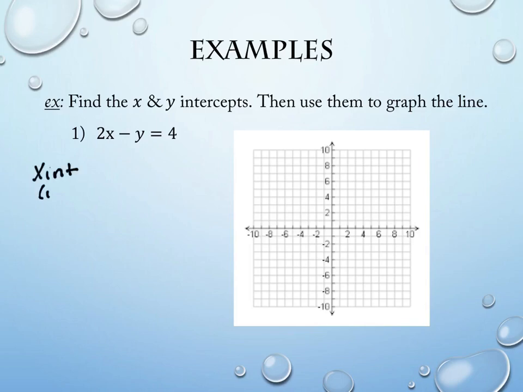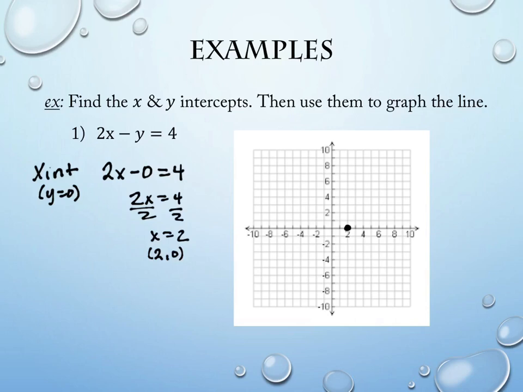if you'll remember, is letting the y equal 0. So we have 2x minus 0 equals 4. 2x equals 4. And if we divide by 2, we find out that x is equal to 2. Okay, so that would be my x-intercept. And that would actually mean that the x value is 2 and the y value is 0. Remember, intercepts are points, ordered pairs. So 2, 0 would be the point right here. Okay, everybody good so far?